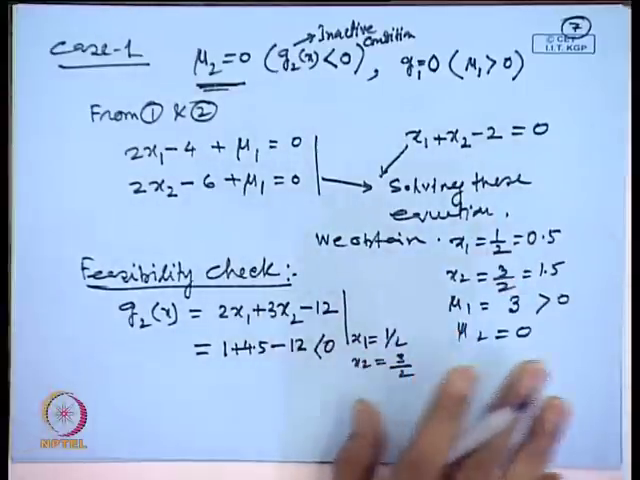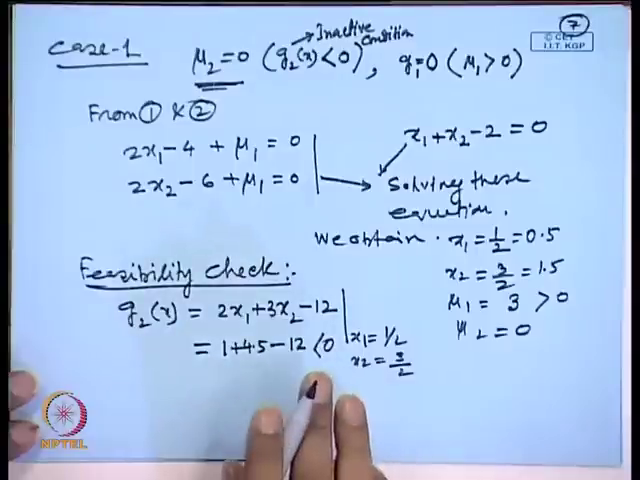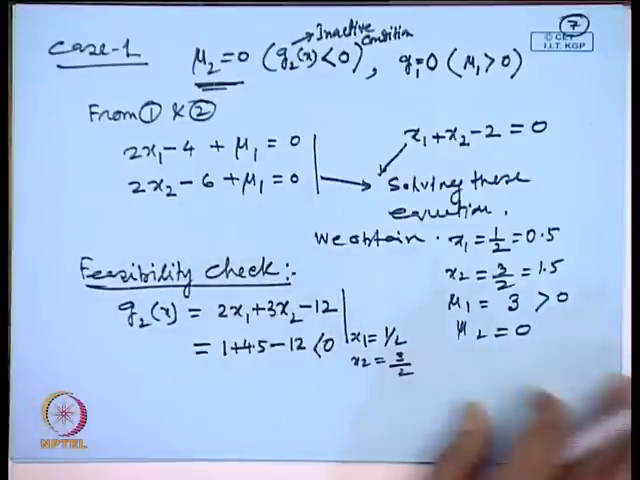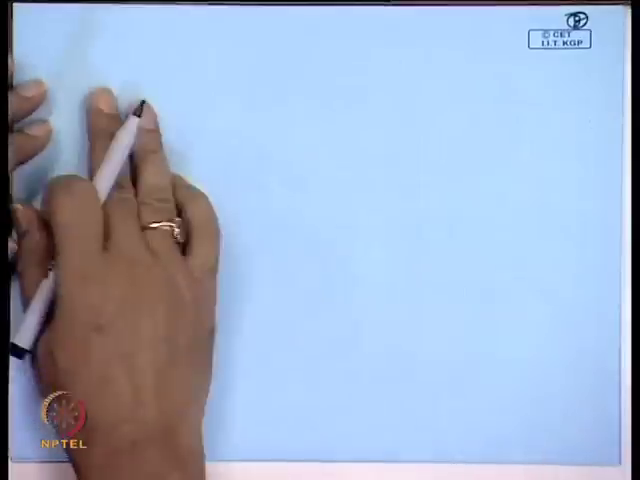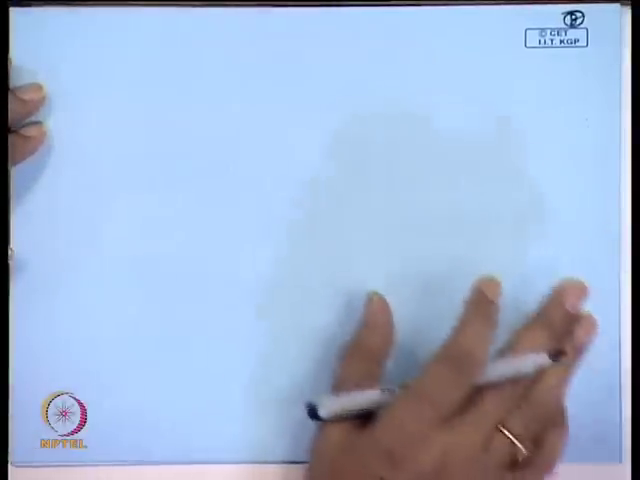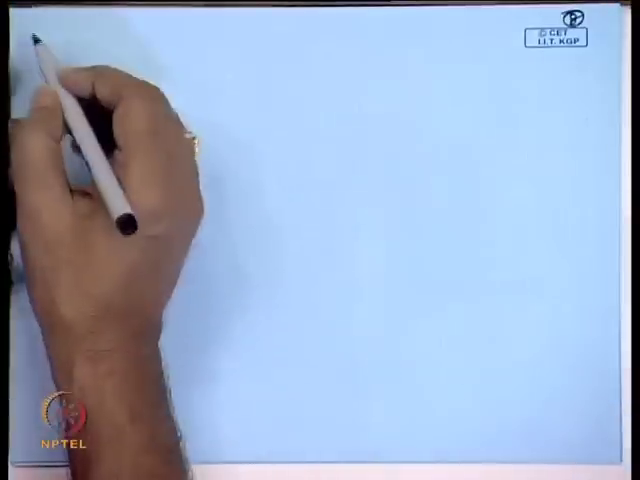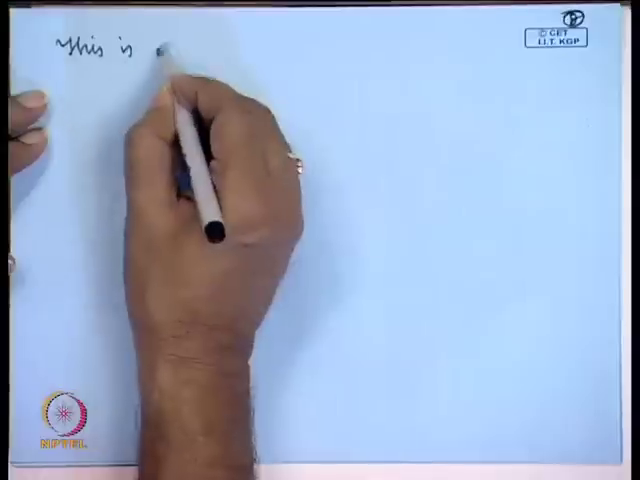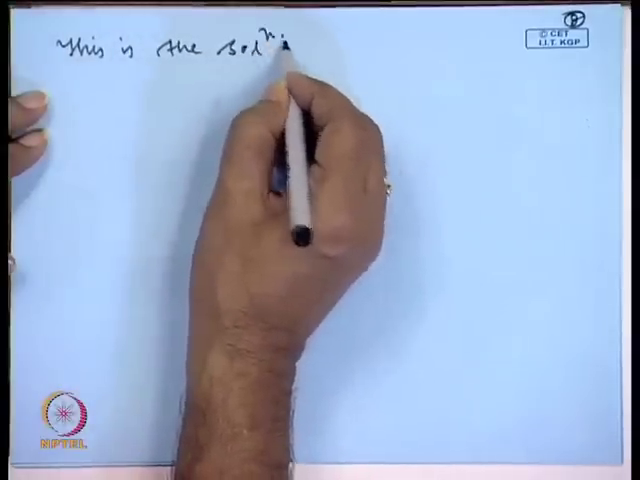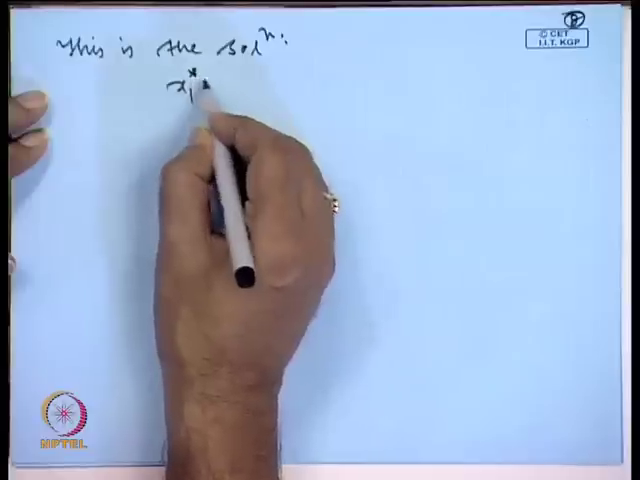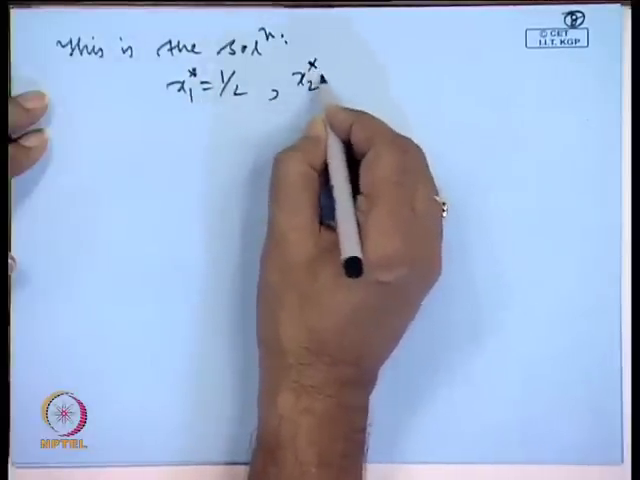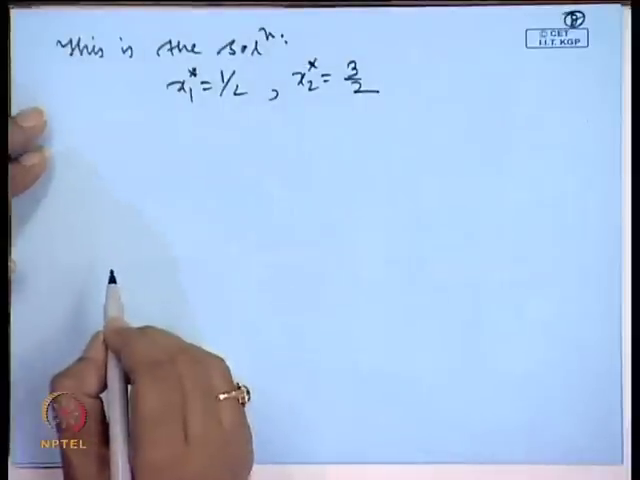So, this point may be one of the points which may give the minimum value of the function, agree? So, that we have to check next. How will you check that? This satisfies all constraint equations: at x 1 is half and x 2 is 3 by 2, it satisfies all constraints, agree? So, we can see this is the solution, agree? That means x 1 star is equal to half, x 2 star is equal to 3 by 2 is the solution, agree?